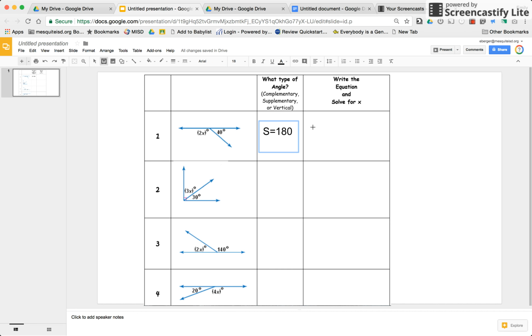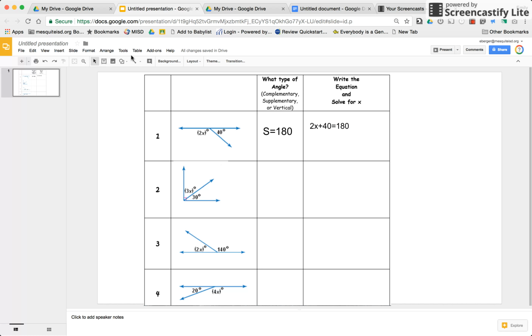Now we are going to set up an equation. It says write the equation and solve for x. Whenever we have supplementary angles, we know these two angles right here are going to be added together. So you're going to write 2x plus 40 equals 180. Why does that equal 180? Because the two angles are supplementary.